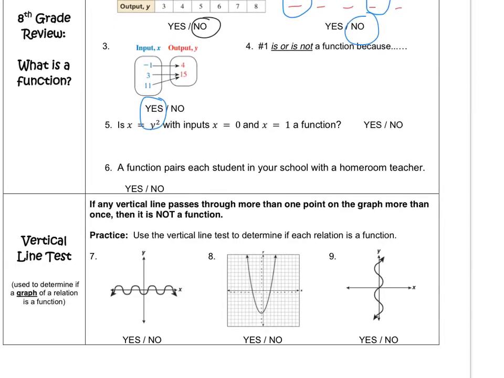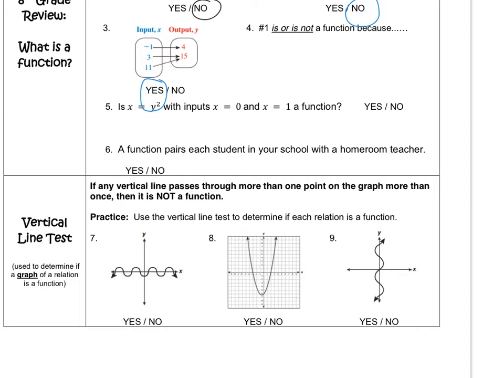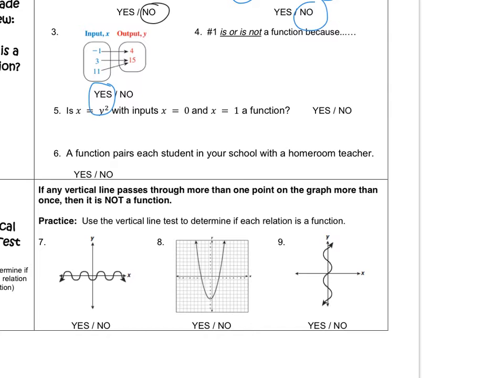Okay, so let's look at number 5. And a lot of times, what I recommend you do is go ahead and map it. Make a table. So it's asking us, is x equals y squared a function? And then it gives us some inputs to use. It gives us inputs of x equals 0 and x equals 1. So over here, I'm going to draw my little function table, and I'm going to put my x and my y. And I've been told that x equals 0 and x equals 1. My function is x equals y squared.